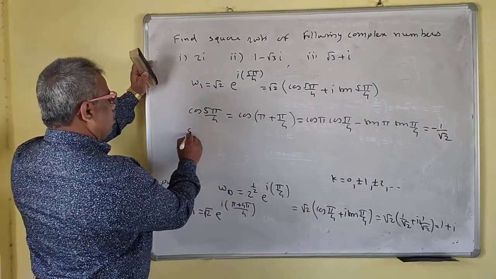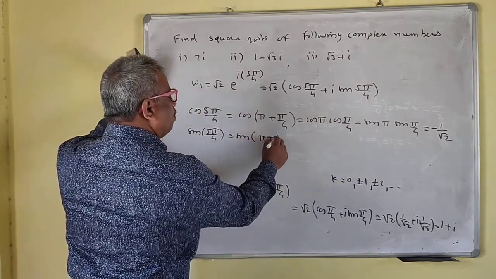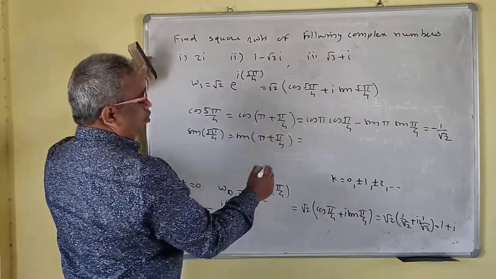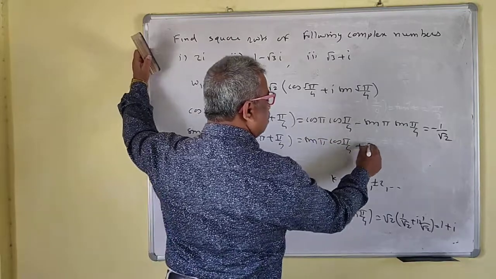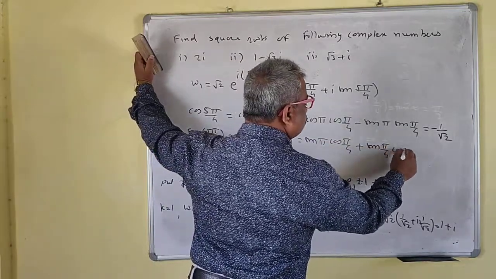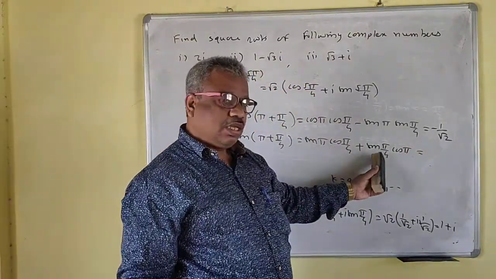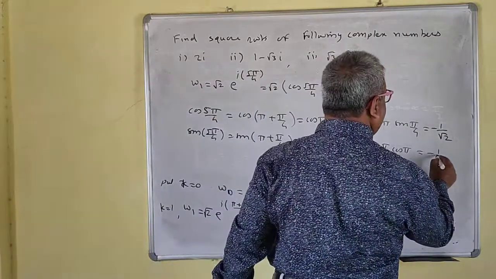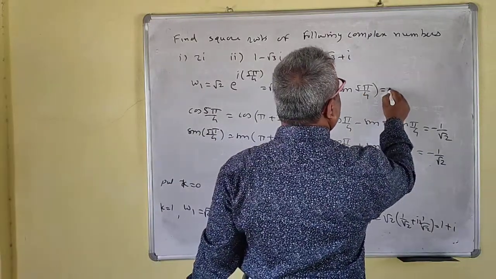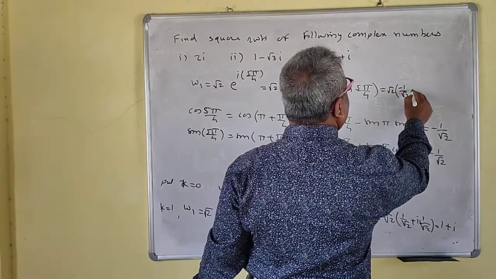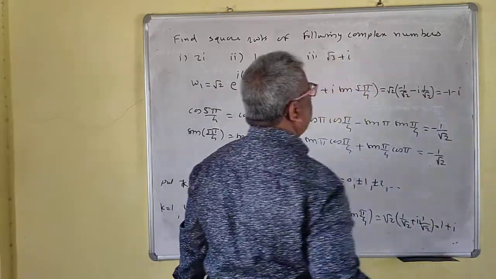Now sin 5π by 4. So this is sin of π plus π by 4, which is sin π cos π by 4 plus sin π by 4 cos π. Sin π is 0, so no need to find the value of cos π by 4. Sin π by 4 is 1 by root 2, and cos π is minus 1, so again this is minus 1 by root 2. So this is root 2 times minus 1 by root 2 minus i times 1 by root 2, which is minus 1 minus i.